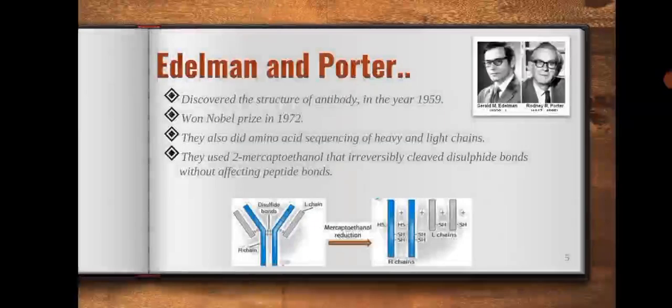Edelman and Porter discovered the structure of the antibody in the year 1959. They won the Nobel Prize in 1972. They also did amino acid sequencing of heavy and light chains. They used 2-mercaptoethanol, which irreversibly cleaves disulfide bonds without affecting peptide bonds.